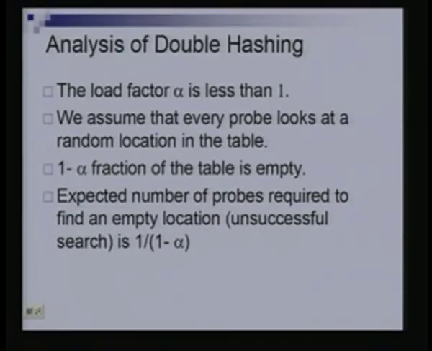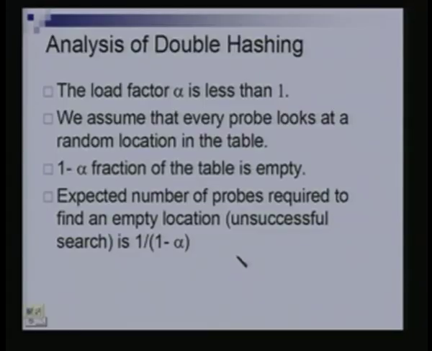Because the first time, with 9/10 probability, I will get to an occupied location, and so on and on. So, roughly after 10 trials I will hit an empty location, because only 1/10 of the table is empty. So, if 1 minus alpha fraction of the table is empty, then in an expected sense 1 over 1 minus alpha probes are required before I hit an empty location and declare it to be an unsuccessful search. So, this is the expected number of probes required for an unsuccessful search.